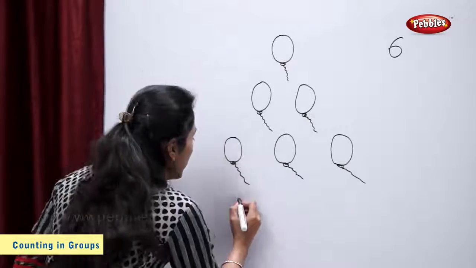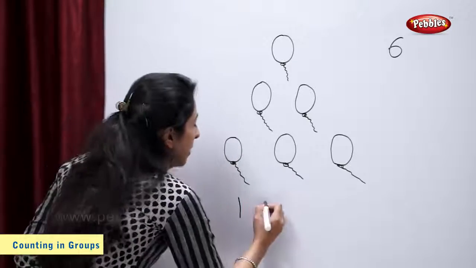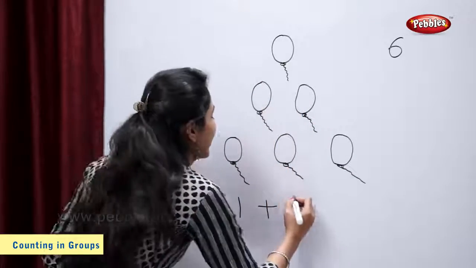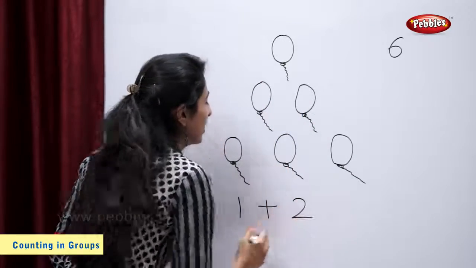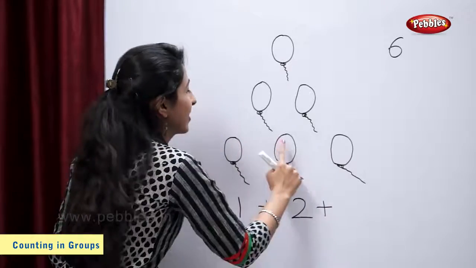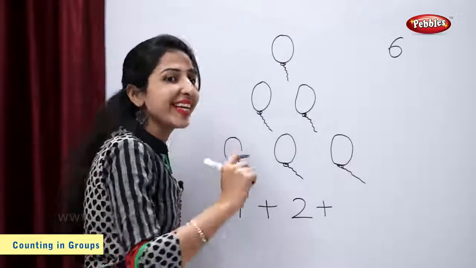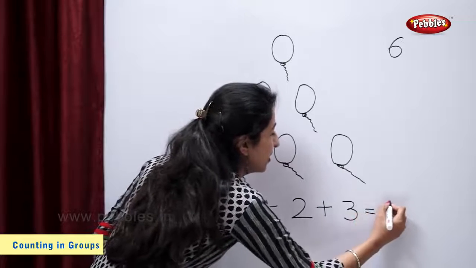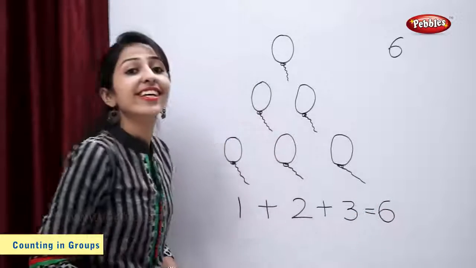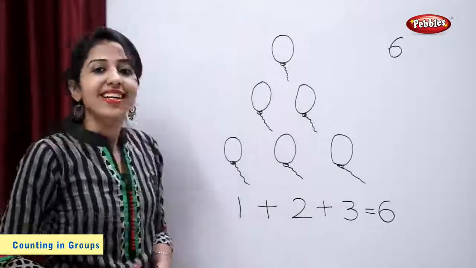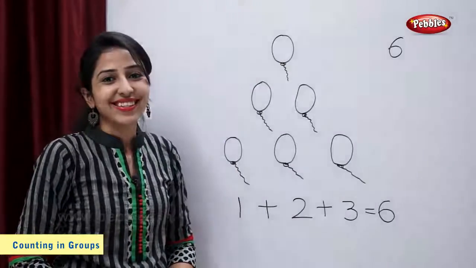So, 1 plus 2 plus 3 is equal to 6. So, there are total 6 balloons.